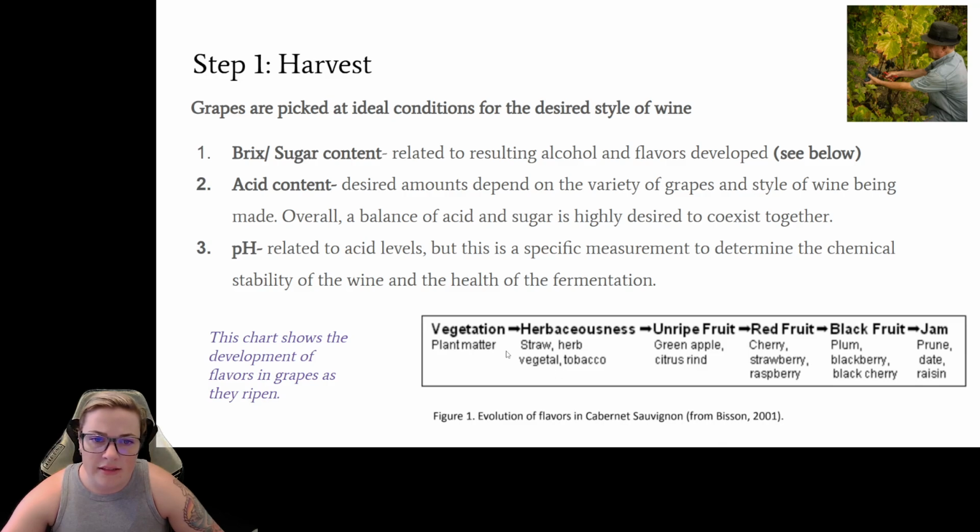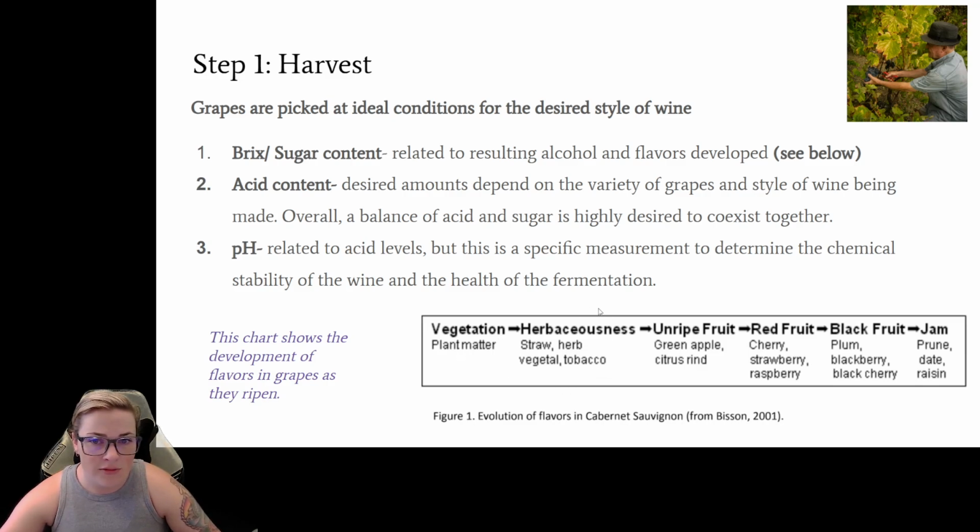Also, a fun thing, we have a chart here that shows the evolution of flavors in a grape depending on when you pick them as they're ripening, right? So if you pick them way too early, they're going to be very vegetal and taste like plant matter, right? That makes sense, right? If you've ever picked an apple off of a tree, or if you grow fruit or vegetables at home, if you harvest your fruit or veggies too early, it's going to taste like not a lot. It's going to be really bitter, very vegetal. It's not going to be very tasty, right?